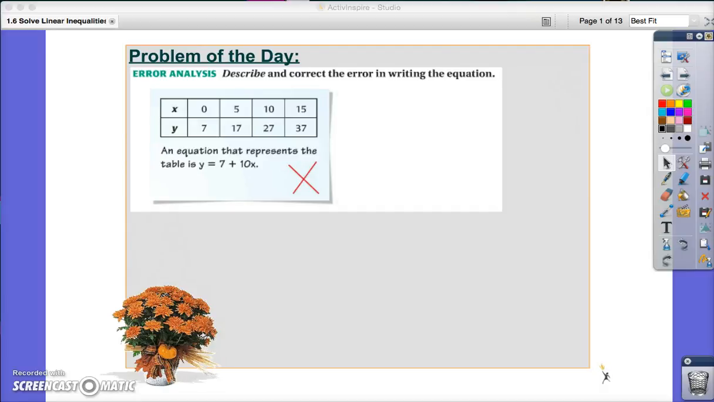All right, so today we're going to take a look at the next lesson, lesson 1.6. Before we get to that lesson, take a look at the problem of the day and read the problem, complete the work, and describe and correct the error in writing the equation there. Make sure you pause the video, and when you're ready to move on, you can press play again.